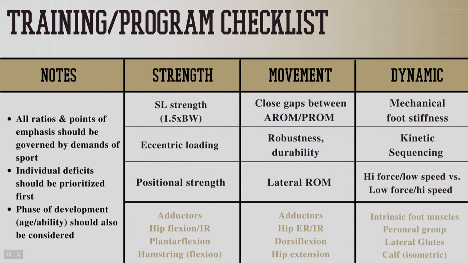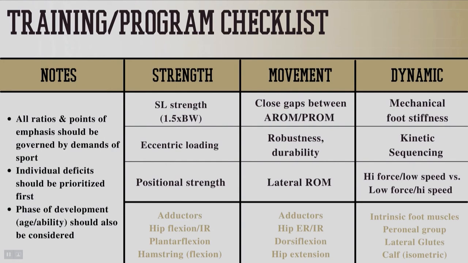And then finally, dynamically, we want to challenge mechanical foot stiffness. As I mentioned, this really is the origin of movement. If we can't maintain that mechanically stiff foot, everything that we're getting up the chain is going to be compromised in some capacity. That, again, speaks to the kinetic sequencing, where we want to make sure that not only are we in the right position and maintain the mechanically stiff foot, but we are appropriately sequencing the movement and putting it together in a coalesced fashion.